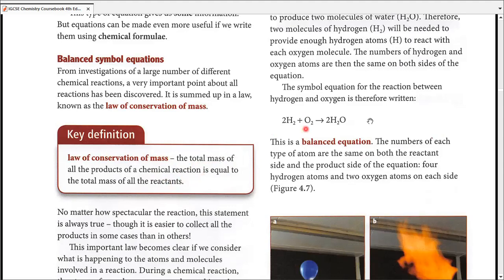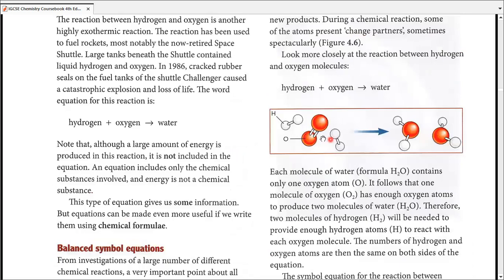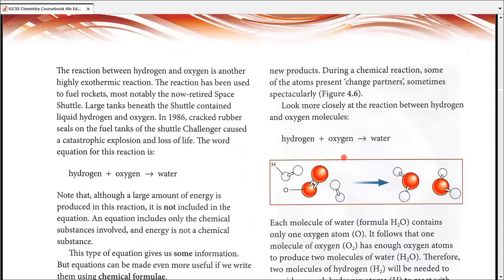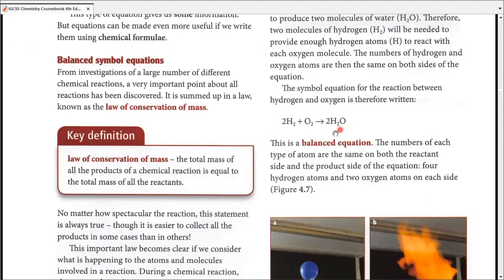For example, ye bahut aasan equation usne aapke samne di hui hai. Starting off with an equation of water, two molecules of hydrogen react with one molecule of oxygen, producing two molecules of water. Theek hai? Word equation bahut simple hai. Chemical equation ko hume numbers ke sath balance karna padta hai.